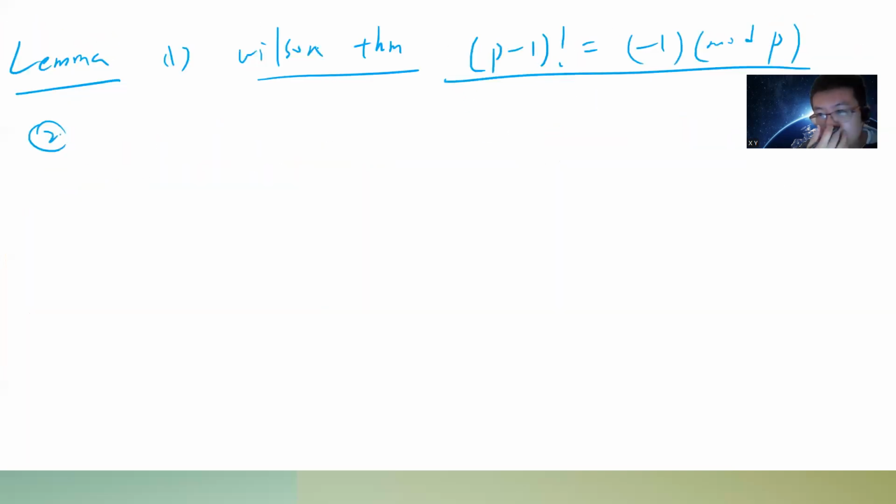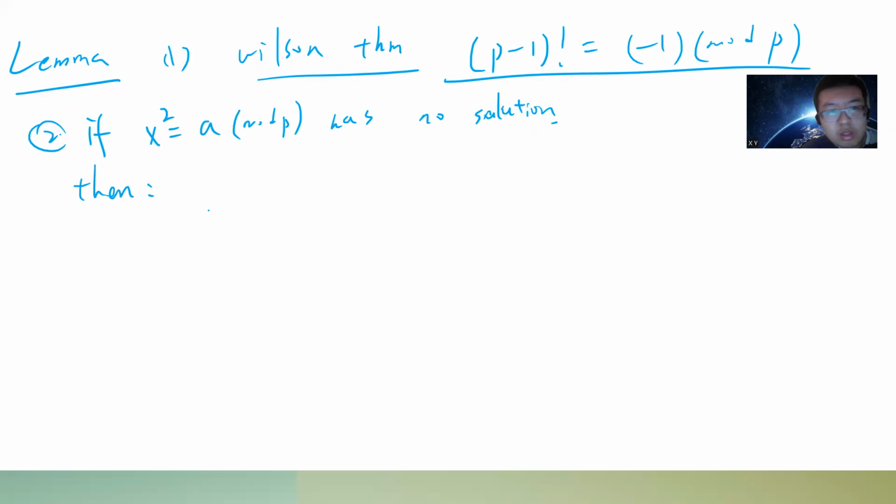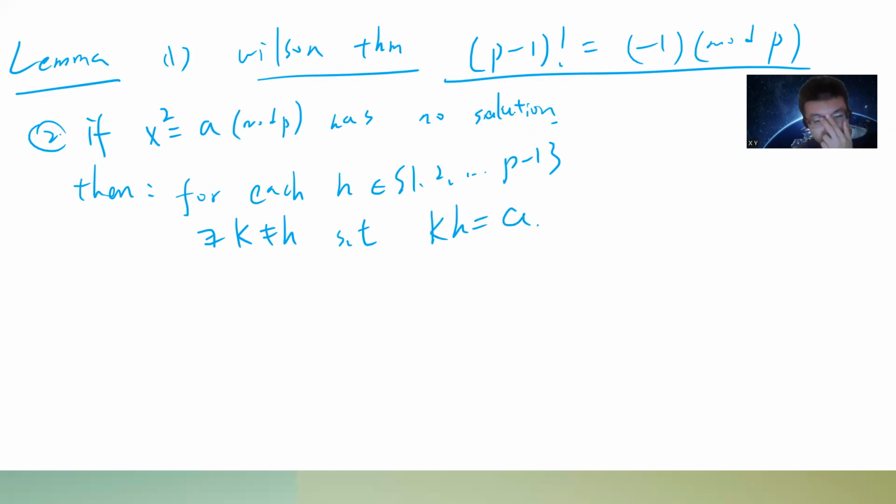Now the second result that I like to use is the following. If x squared equals a mod p has no solution, then for each h belonging to 1, 2, up to p minus 1, there exists a k which is different from h, such that kh is a mod p.